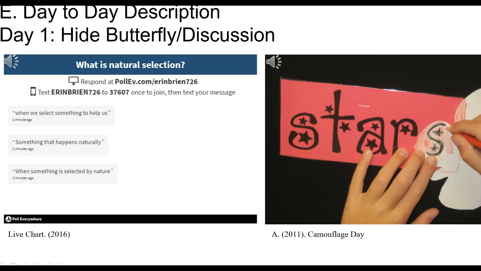This stage of the lesson matches to the explore phase of the 5 E's by having students think about and explore possible animal adaptations that allow them to survive in their environment.